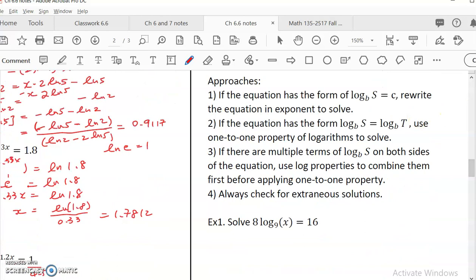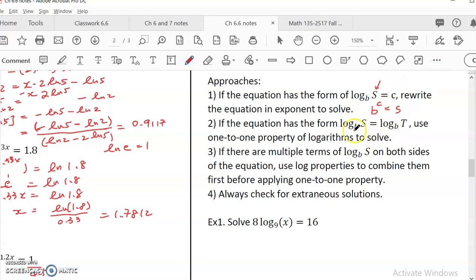The approach is, if you have one log equal to a number, then you use the definition of log to rewrite it into an exponent to solve. So in this case, it would be b to the power c equal to s. So anything that is inside the log, like your x here, your unknown, is free. It's now freed up from being trapped inside this log function. So it becomes something that you can work on.